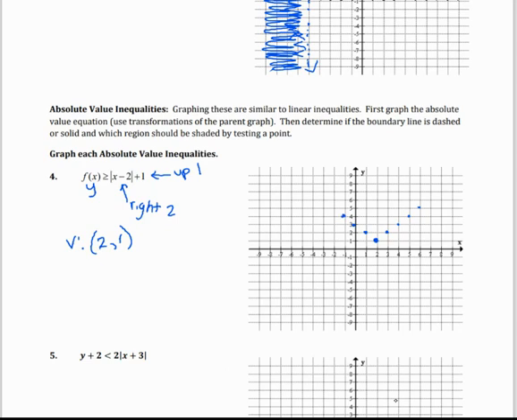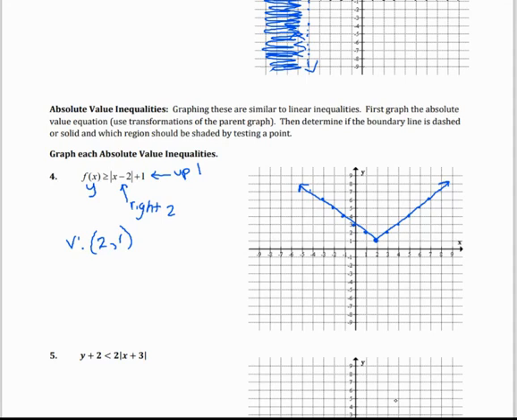Now let's talk. How should I connect these dots? Should they be connected with dotted lines or solid? In this case, because we're greater than or equal to, we are going to connect with a nice solid line. And again, use a straight edge to connect those dots, and make sure it extends. Don't just have a tiny V.